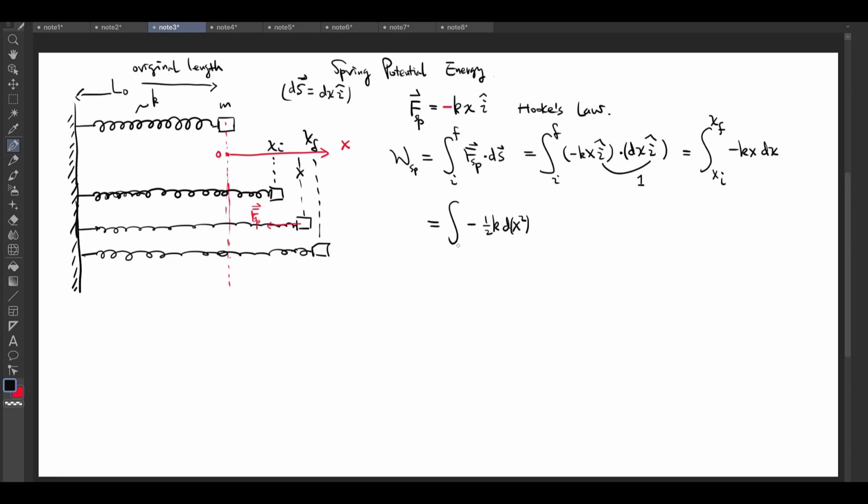So we can pair it up, and then x goes from x initial to x final. So let me write out here: negative 1/2 k x final squared plus 1/2 k x initial squared. Okay, but that equals, remember, negative delta U when I define the potential energy for the spring system, and that equals negative U final minus U initial.